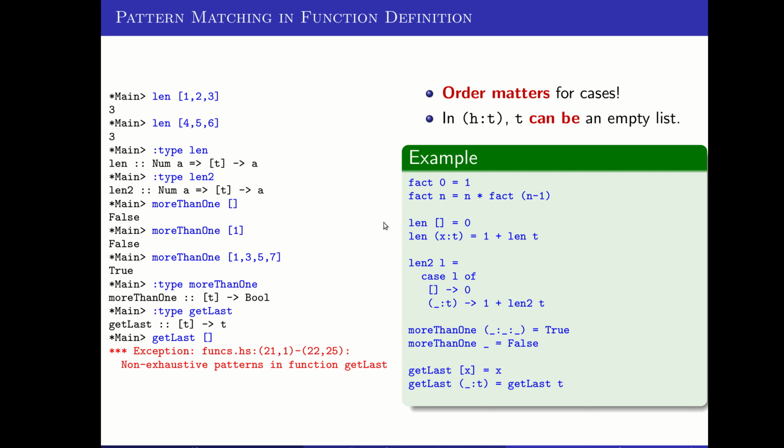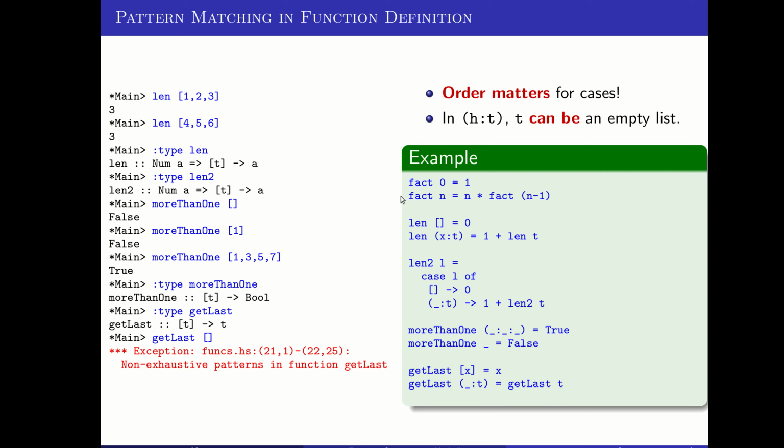It's worth noting that the tail in these patterns can be an empty list. So this does handle the singleton. If x is the only value and the tail is an empty list, that's okay, because we're just going to call one more time and result in 0 at our base case there. And again, the order matters on these cases.